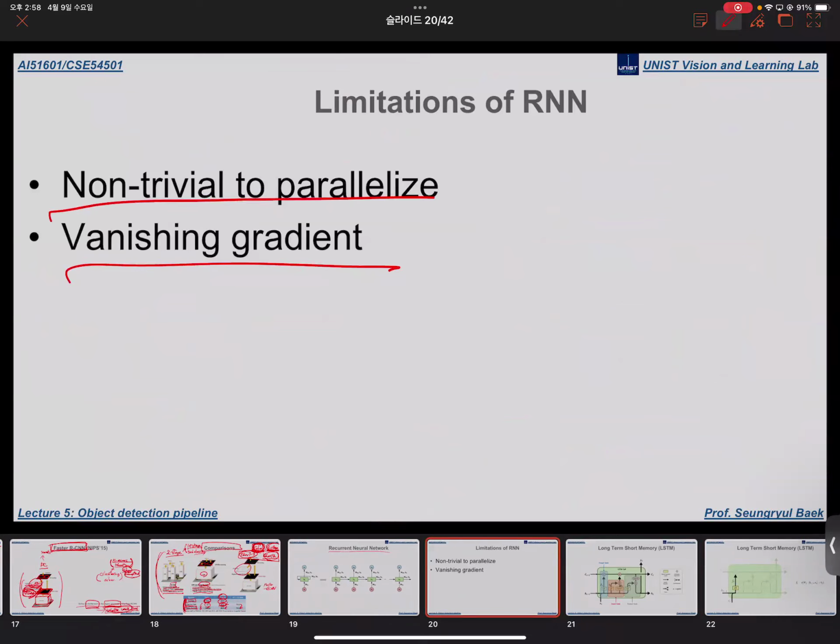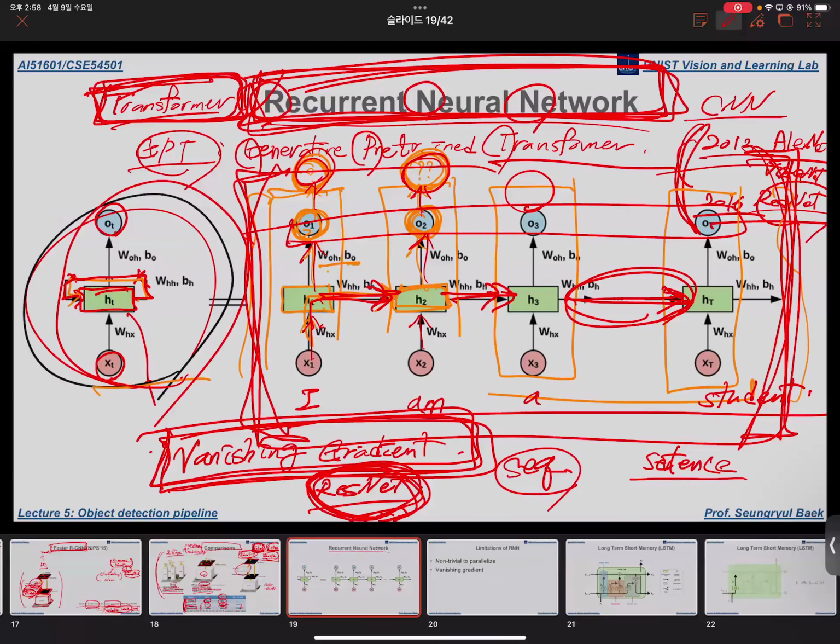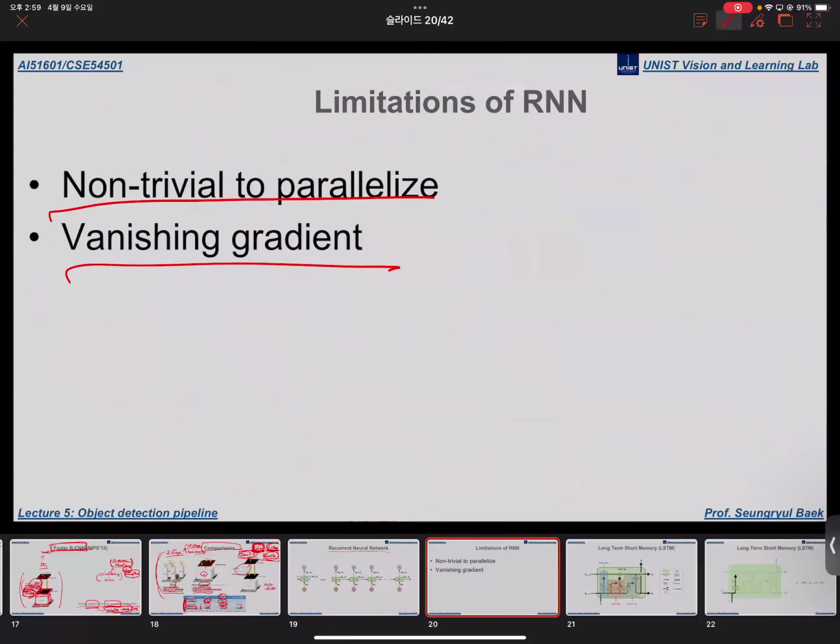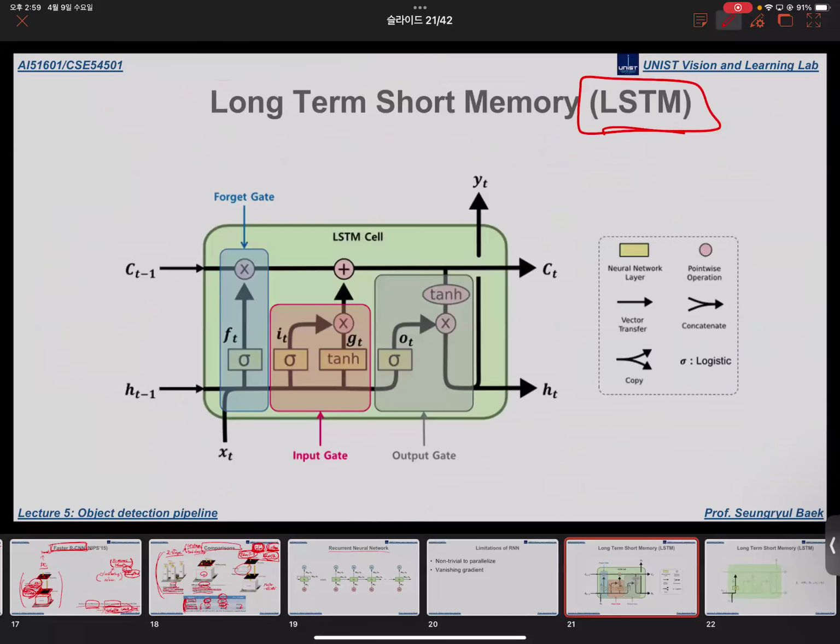Also, in RNN, it is non-trivial to parallelize because for each data, the length is not fixed. So the number of hidden states varies for each sample. So it is sometimes not trivial to apply parallelized algorithms, such as batch-wise operation, when dealing with the RNN. So that's the weakness of the RNN.